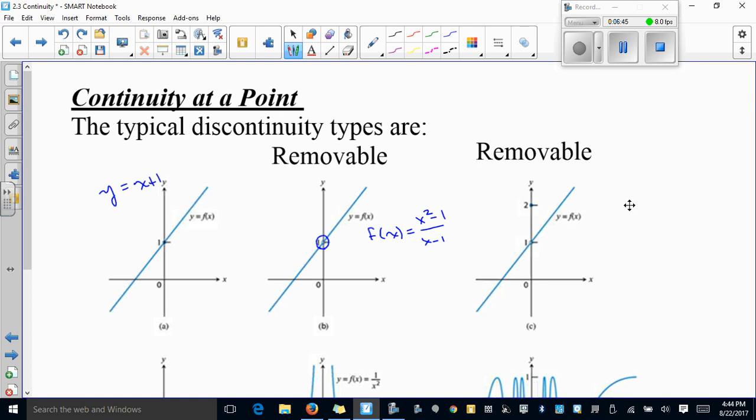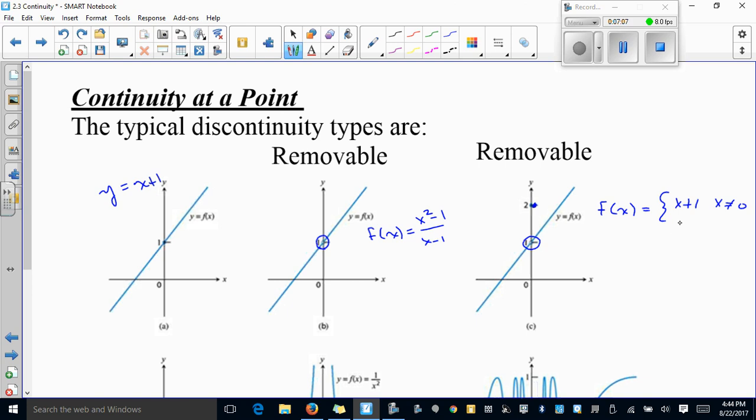This one would be a removable one, where it would look like a piecewise function, because you have an open circle here, but you have a closed circle here. So you would get x plus 1 as long as x does not equal 0.